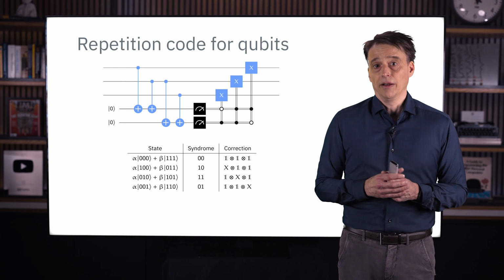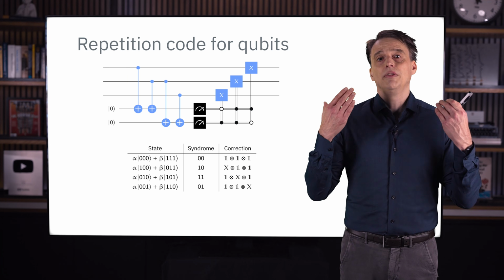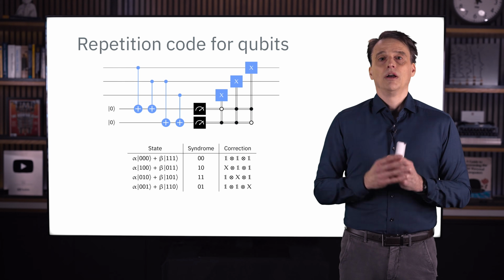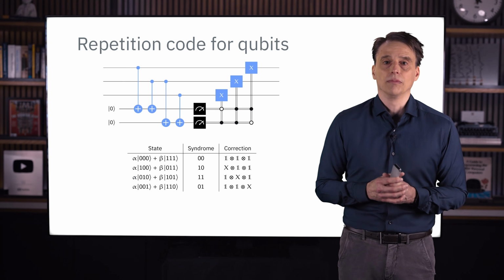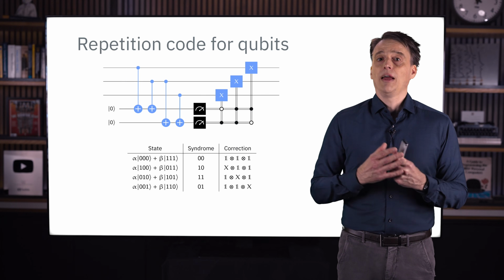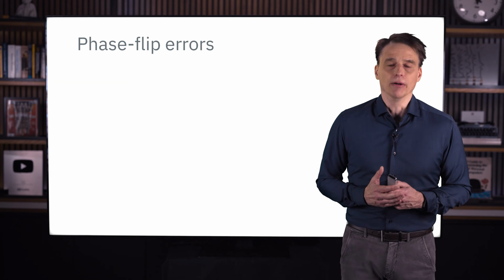So, if we apply the appropriate correction based on the syndrome, then we'll be certain to recover the original encoding in all 4 cases. Once again, we're only considering the possibility that at most one bit flip error occurred. This wouldn't work correctly if 2 or 3 bits flipped, and we also haven't considered the possibility of other errors. Now let's consider a different type of error.